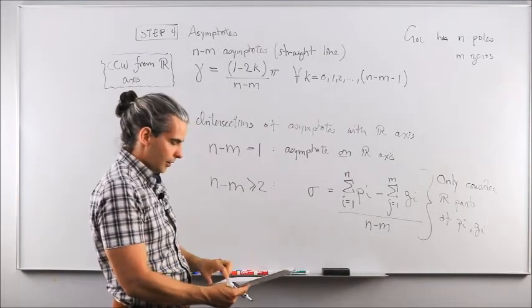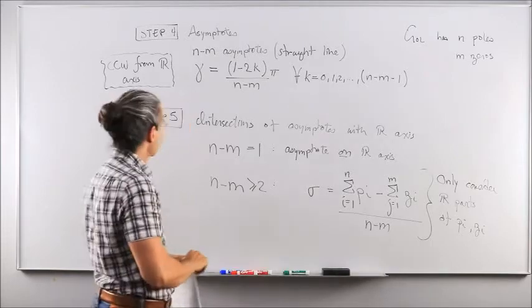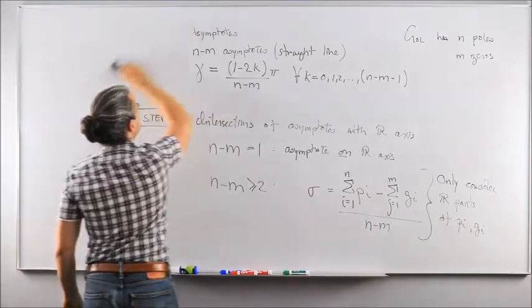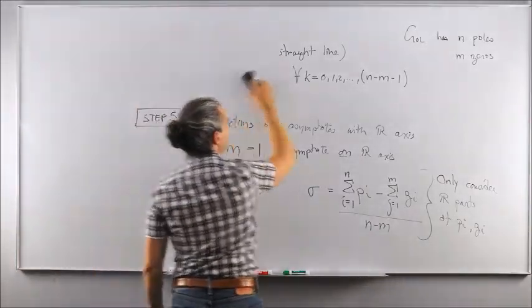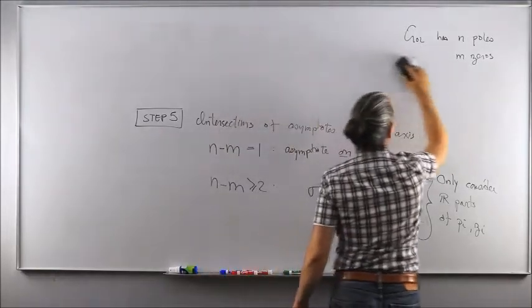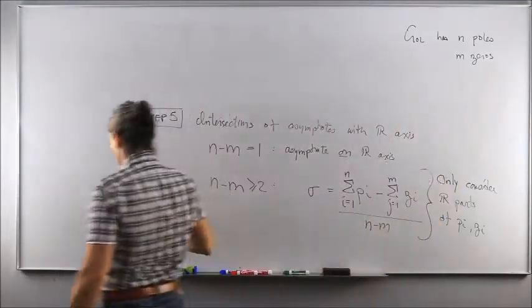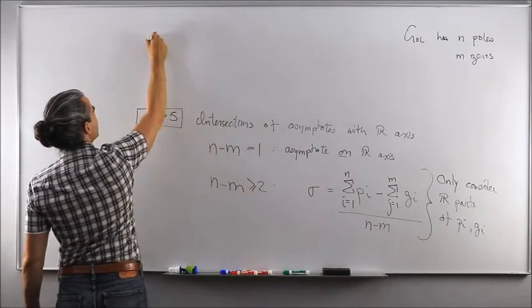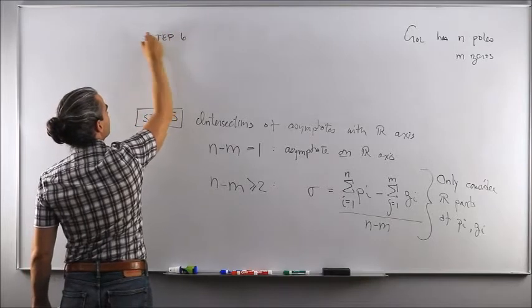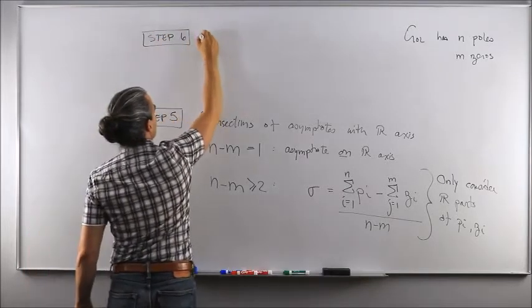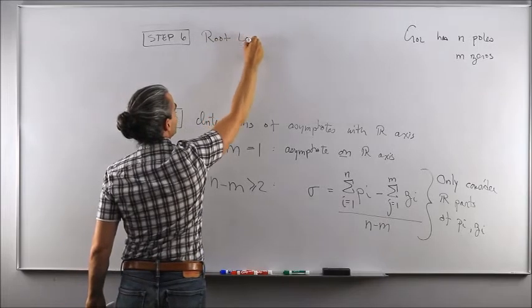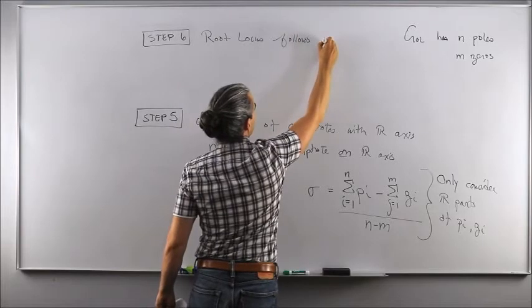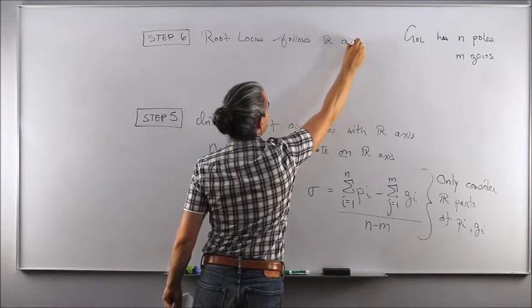Okay, only 4 more steps to go through. Step number 6. Now in step number 6, we'd like to determine what part of the paths lie along the real axis of the complex plane. Or in other words, figuring out what part of the root locus follows along the real axis.